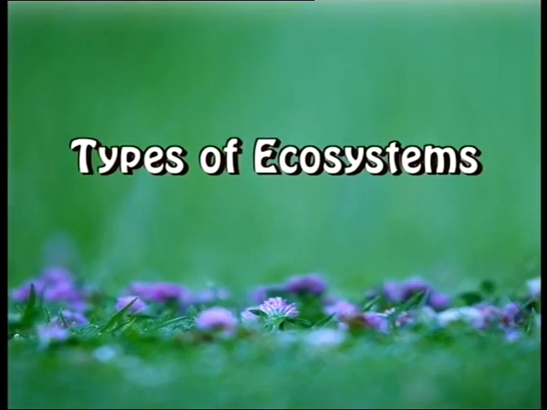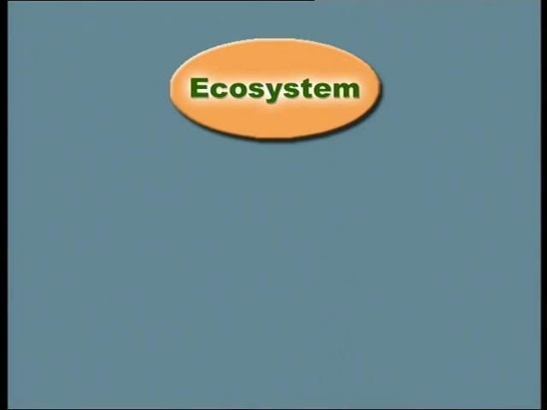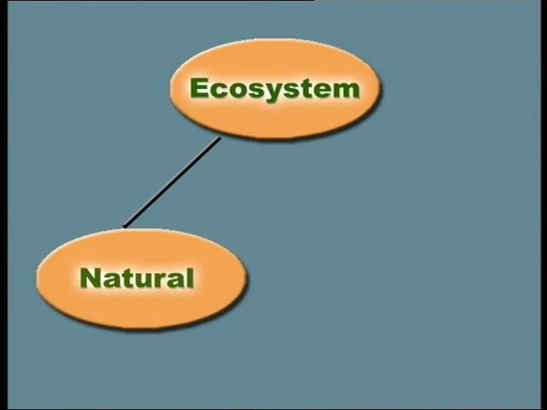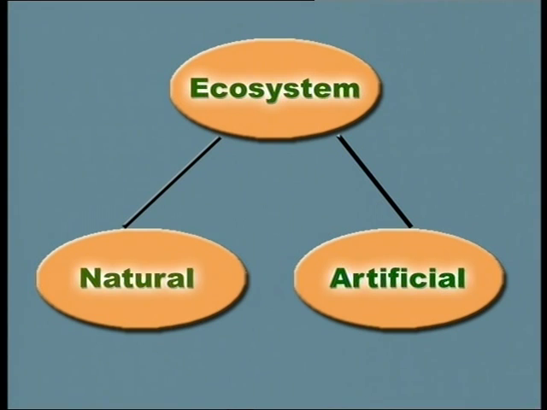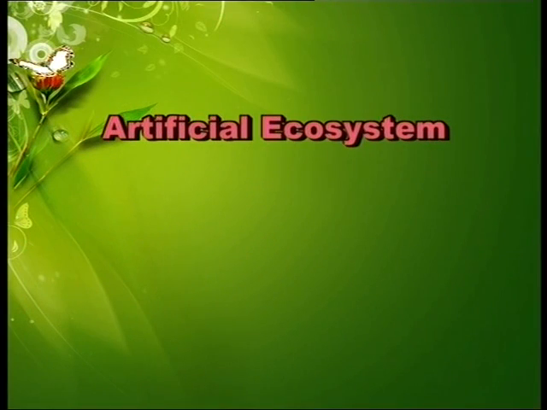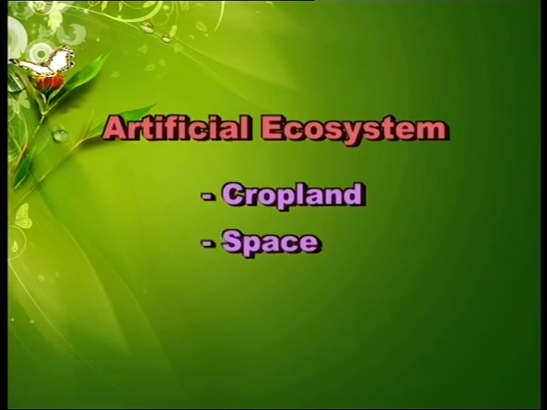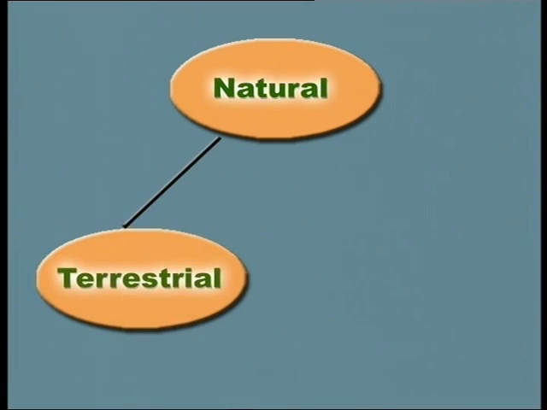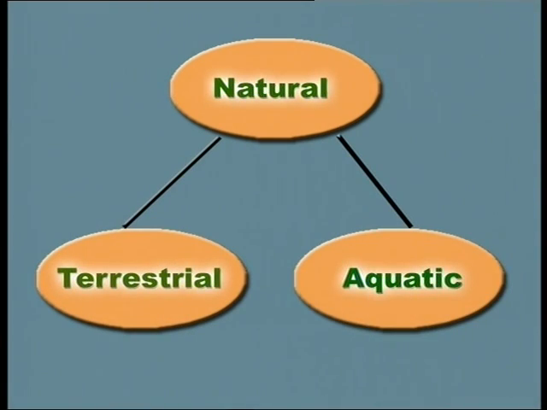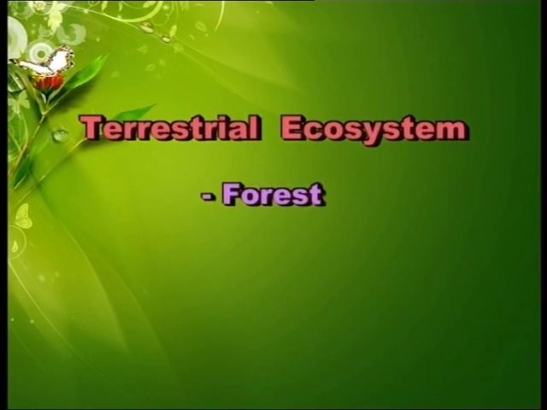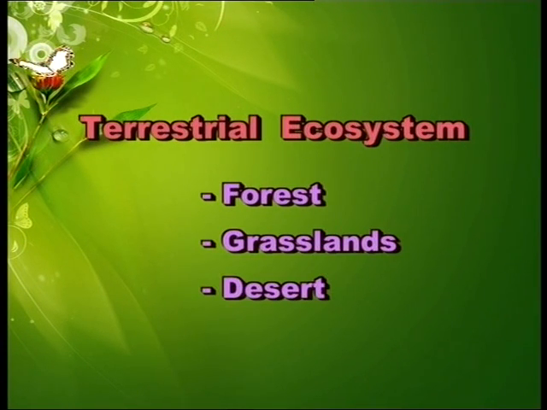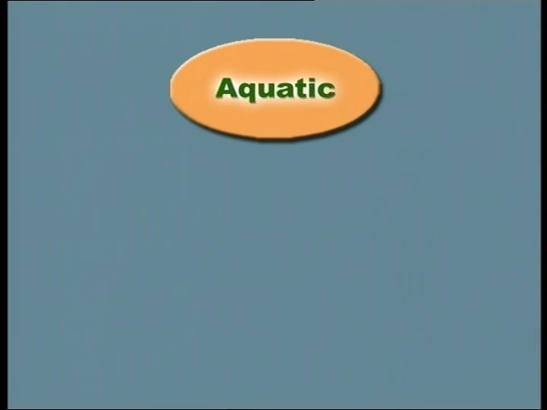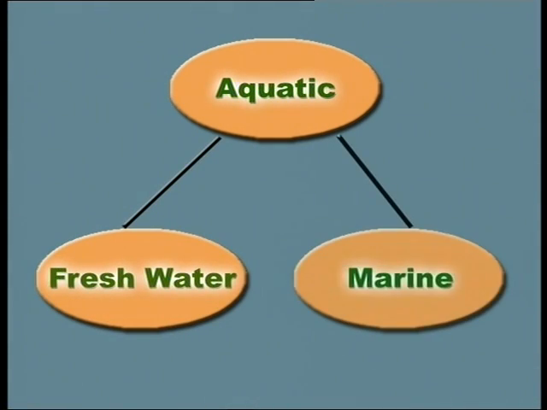Types of ecosystems. There are two types of ecosystem: natural and artificial, that is man-made. Artificial systems have cropland, space and aquarium. Under the natural ecosystem, we have two: terrestrial and aquatic. Under terrestrial, we have forest, grasslands and desert. Under the aquatic, we have two more: freshwater and marine.